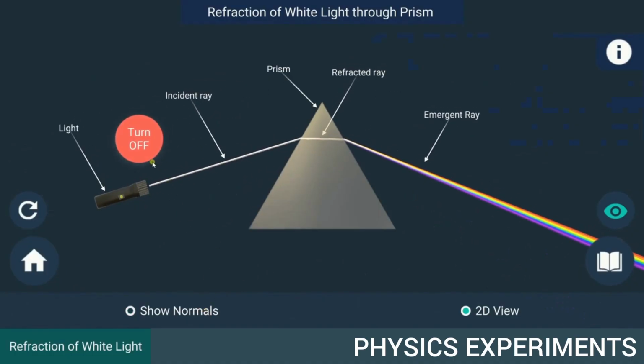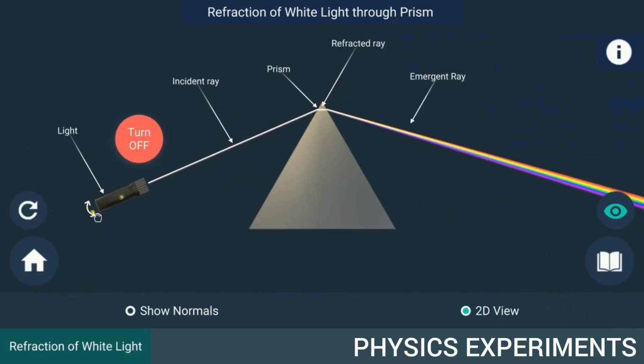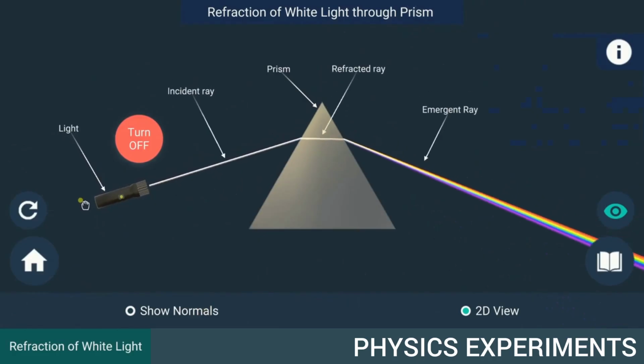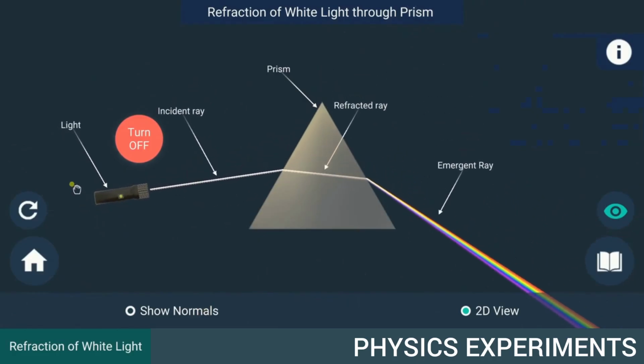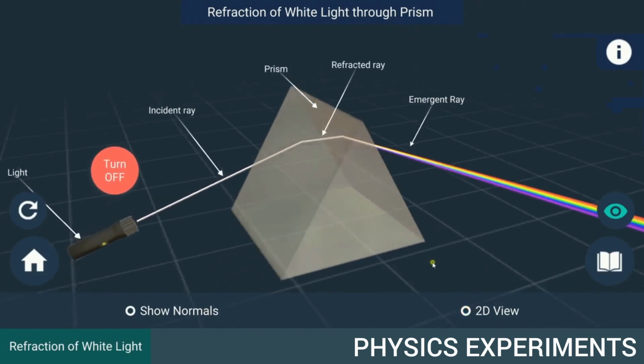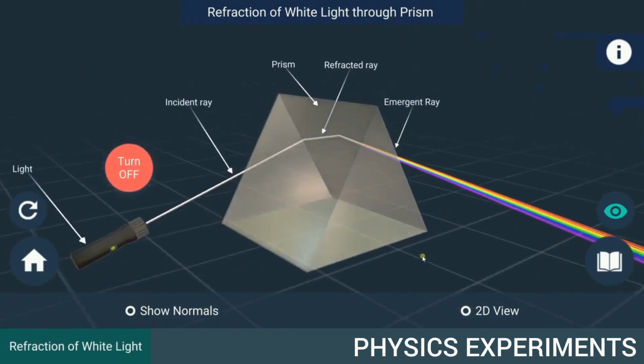Why do we get these colors? As the light passes through a prism, different colors of light bend through different angles with respect to the incident ray. The red light bends the least, while the violet light bends the most. Thus, the rays of each color emerge along different paths and become distinct.